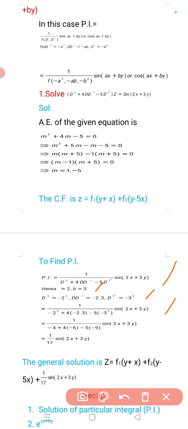So what did we obtain? 1 by minus 2 square plus 4 into minus 2 into 3 minus 5 into minus 3 square. Please remember that it is minus 3 square, not minus 3 whole square. Be very careful about it. After simplifications, we are left with 1 by 17 into sine of 2x plus 3y. So now we have easily found the complementary function and also the particular integral. Join these two and write the general solution of the given equation.